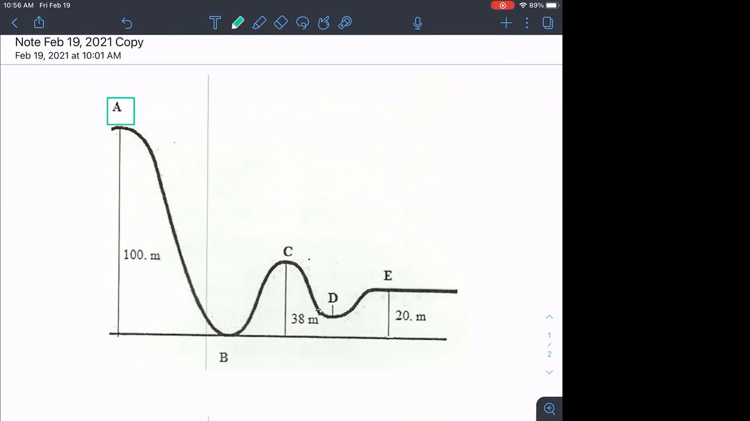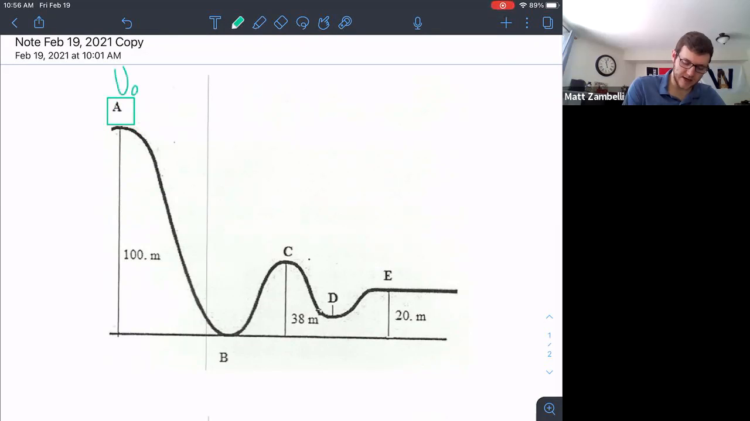Potential. Awesome. We have potential energy up here, gravitational potential energy that is assumed based on the fact that we have a height. Anytime you see a height, we know gravitational potential energy has to be there.